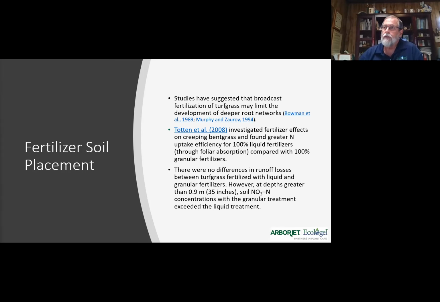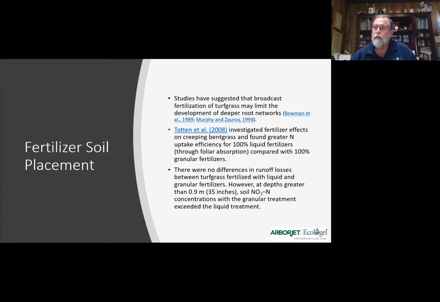Now, the placement in the soil also is affected by granular versus liquid. There are studies that have suggested that broadcasting granular fertilizers, particularly if you don't water them in, will limit deep root development. And when you don't have those deep roots, as we saw, they aren't there to use the nutrients, and you can lose more of that nutrient to leaching and things like that.